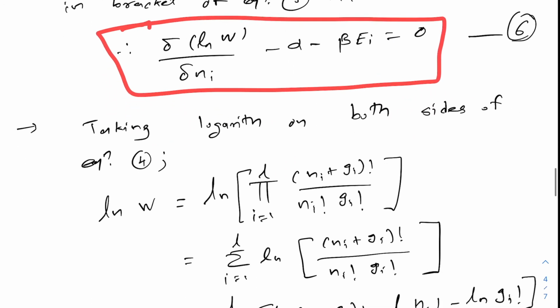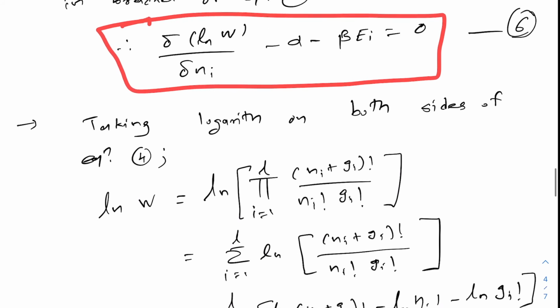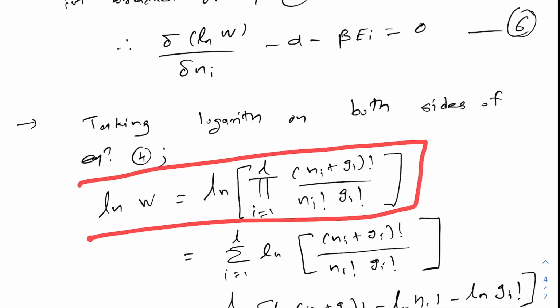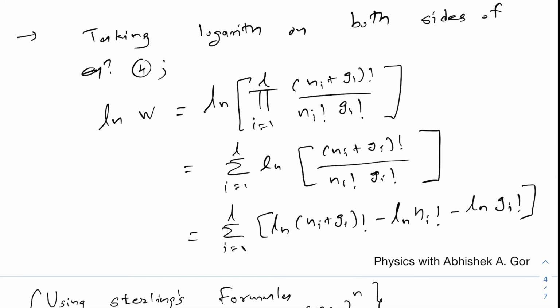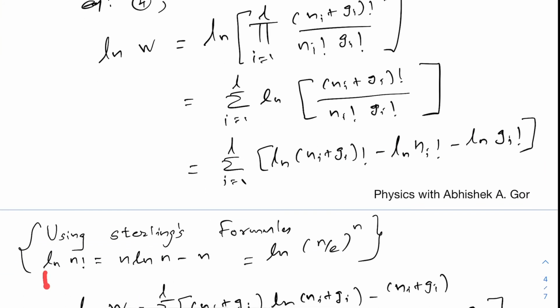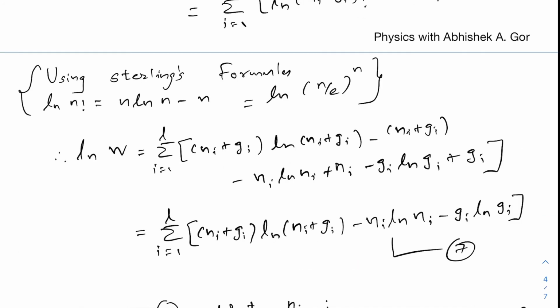Okay. Now going ahead, we are going to take the logarithm of both sides in equation number 4, which is the equation of W. And so ln W is equal to ln of the product for i equal to 1 to L of (ni + gi) factorial upon ni factorial into gi factorial. Going ahead, we can simplify further in this particular form. Now using the Stirling formula, which is ln n factorial is equal to n ln n minus n, ln W is equal to the summation for i equal to 1 to L of (ni + gi) ln (ni + gi) from Stirling's formula, and substituting all other values using Stirling's formula, we can simplify further in this equation form.